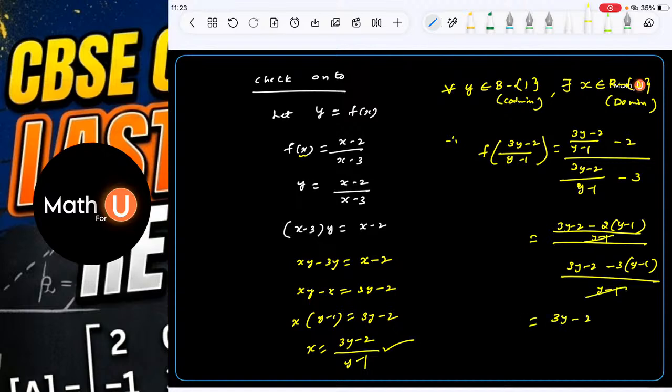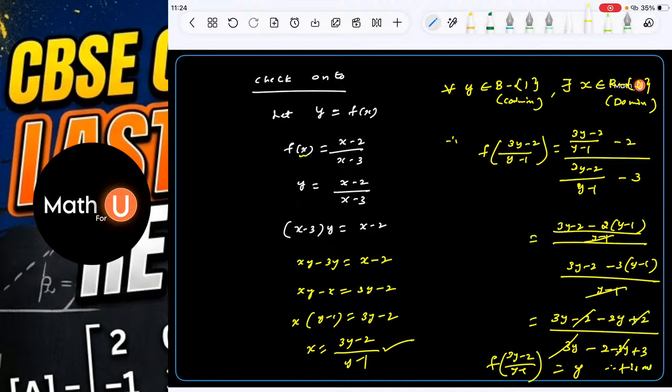Simplify: 3y minus 2 minus 2y plus 2, over 3y minus 2 minus 3y plus 3. Then the 3 gets cancelled, and the 2 cancels, we get y. After showing like this, therefore f is onto. You should write f is onto.